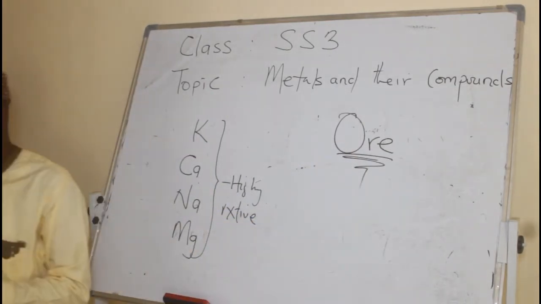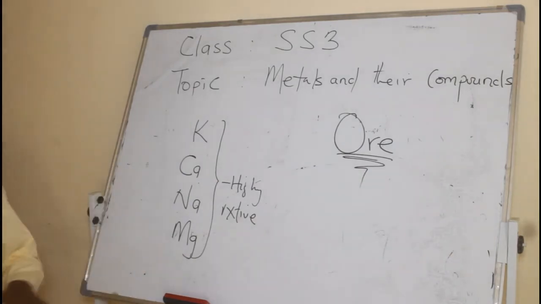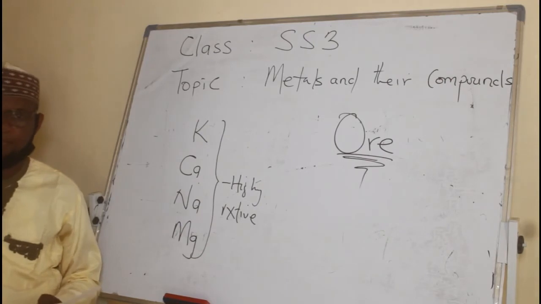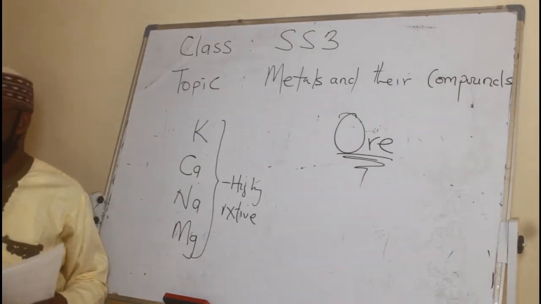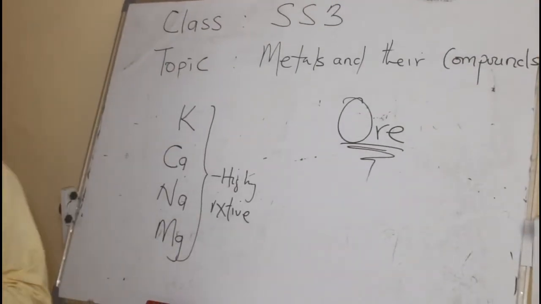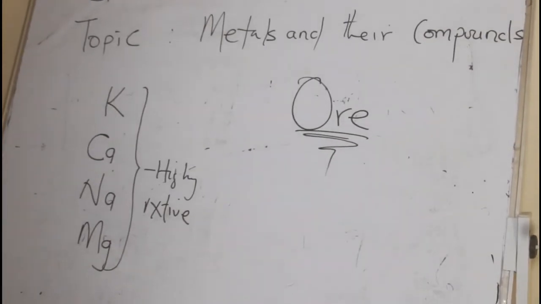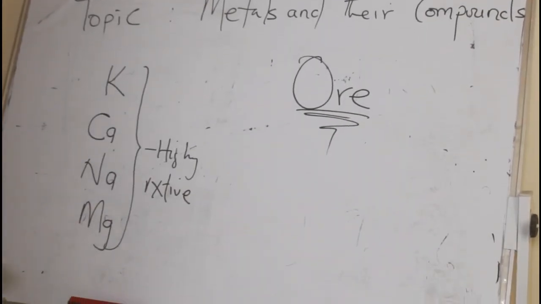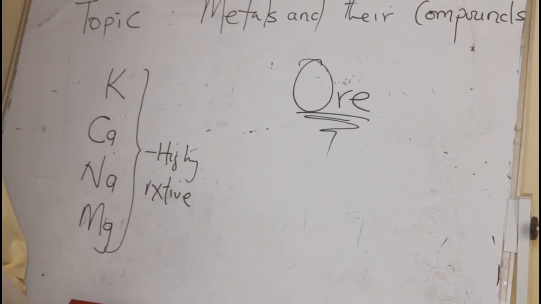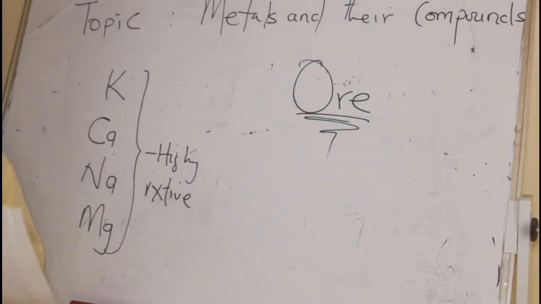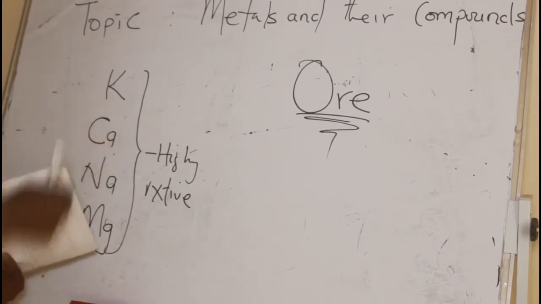Because they are highly reactive, they are not found free in nature. They are always in a combined state. So the form in which they are found in the earth crust is what we call an ore. So ore can be defined as a compound which contains at least one valuable element or metal in it. An ore is a compound or material containing at least one valuable element or metal in it. That's what we call an ore.